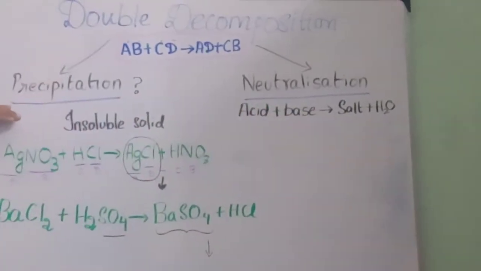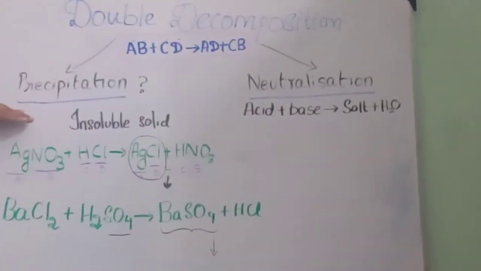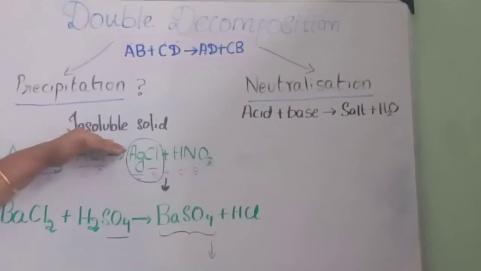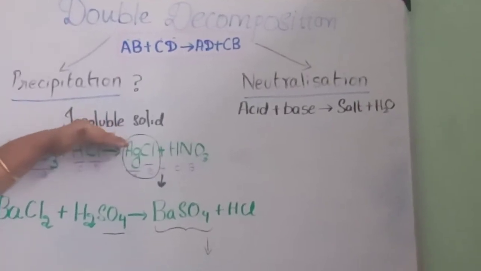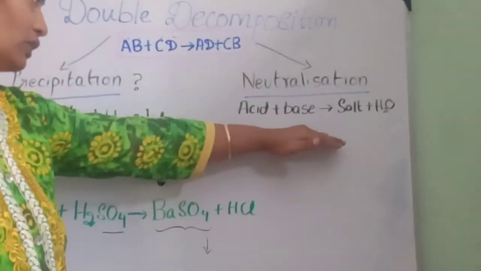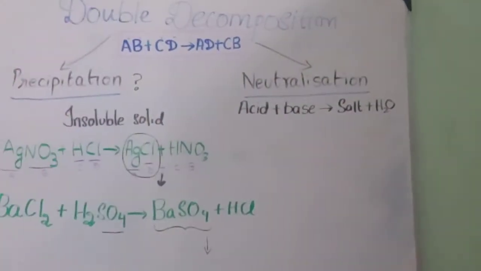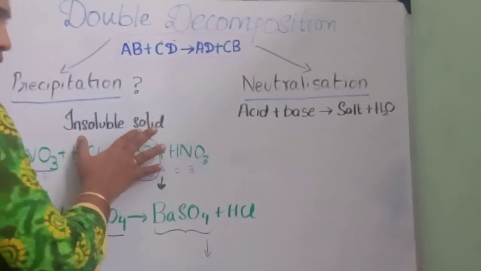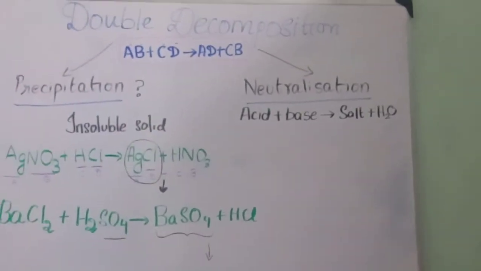One is precipitation reaction. In a precipitation reaction, there is a formation of an insoluble solid which we call as a precipitate. And the second one is neutralization reaction. Insoluble solid only is called as a precipitate. So we are going to see two examples for that.